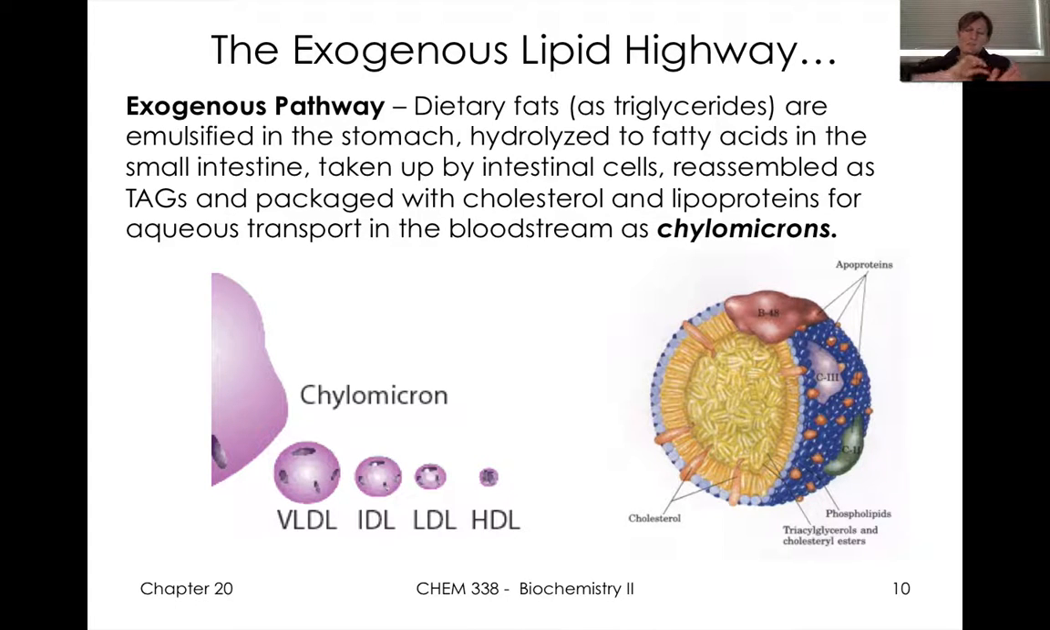So the first exit of these are particles that we call chylomicrons. And this is another nice picture that shows the massive size of these chylomicron particles, and that's just because they are chock full of cholesterol and triglycerides.